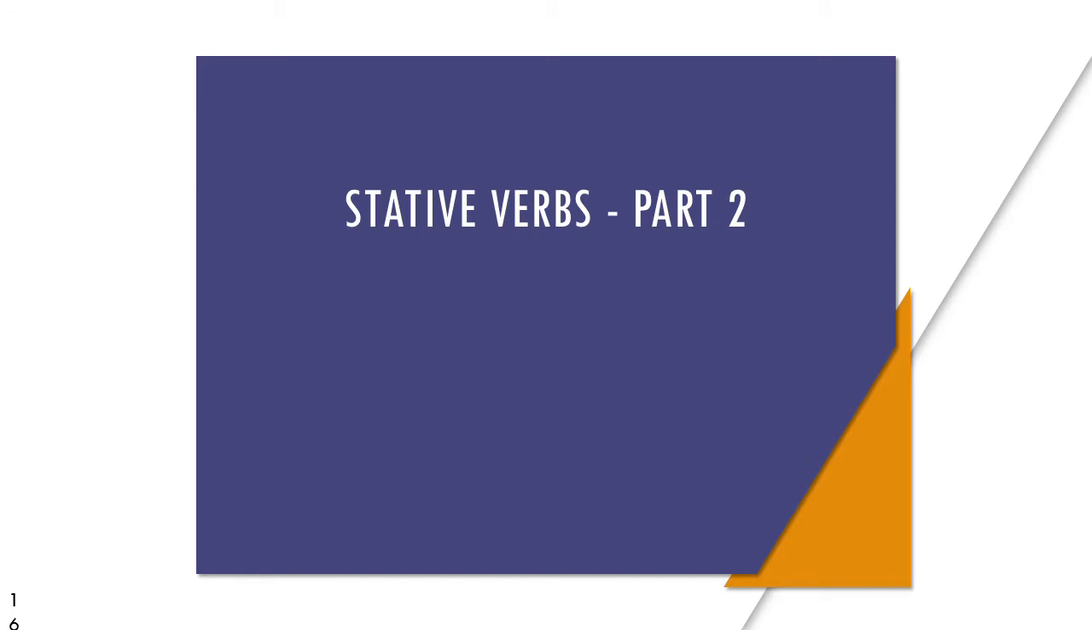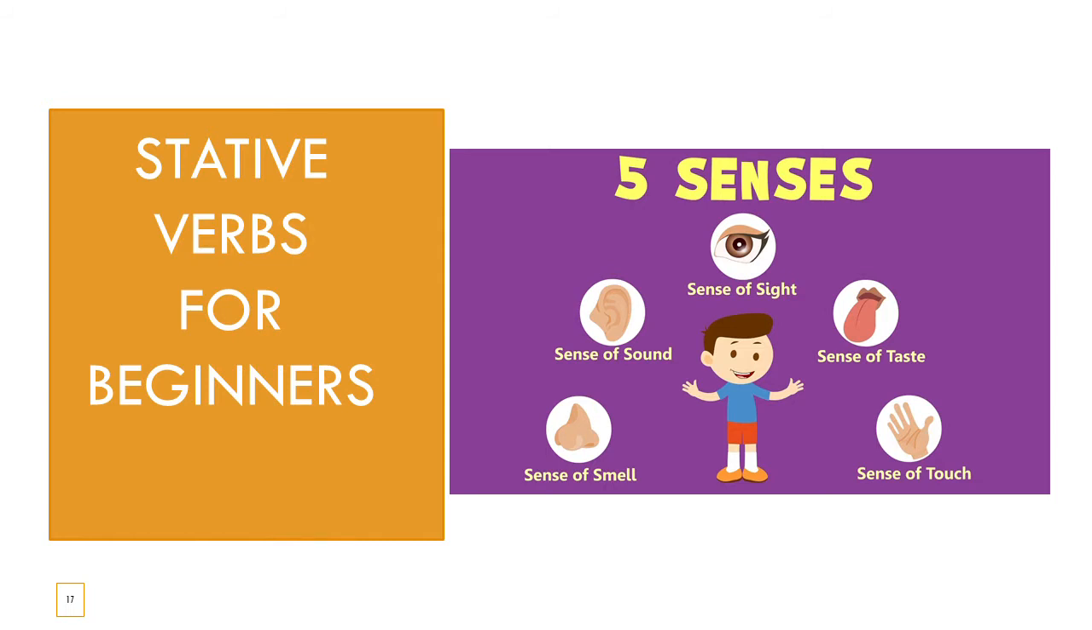As we know, stative verbs are used to talk about senses. I've discussed this in part 1. So sense of sight, sense of taste, sense of touch, sense of sound, and sense of smell. What are the verbs related to these senses? Feel: you feel something with your skin. That's the sense of touch. Hear, sound. Hear is the act of hearing, and sound is how something sounds.